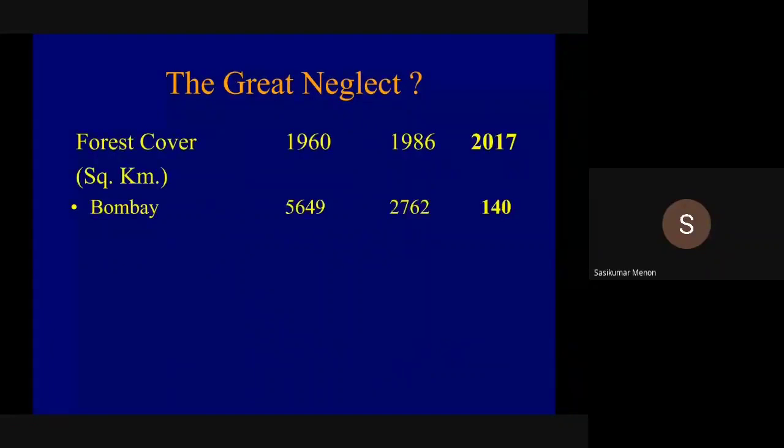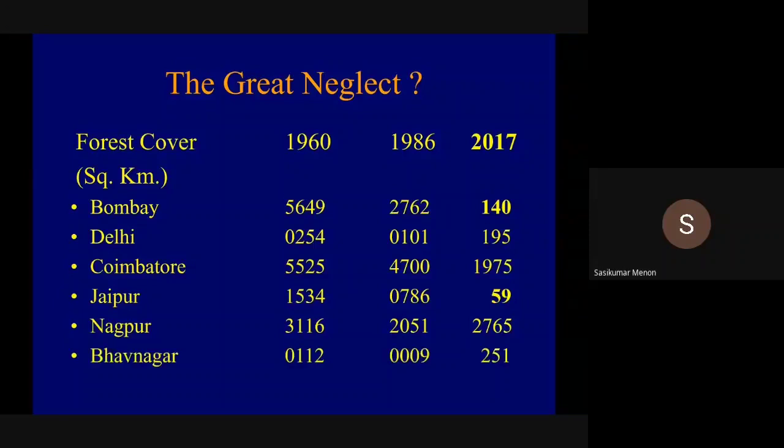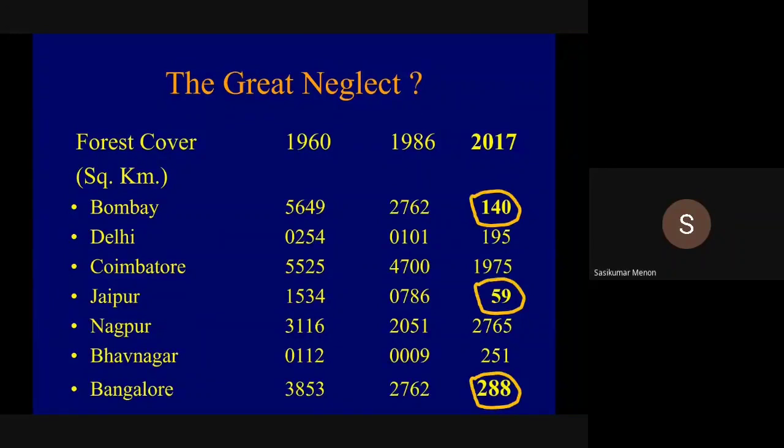If you look at, I've given you some comparative account from 1960 to 2017, that in Bombay, how the forest cover has changed, at Delhi, how the forest cover has changed, Coimbatore, Jaipur, Nagpur, Bhavnagar, and of course Bangalore. Now, if you look at these main cities, you find it is pathetic how they have lost the forest cover. In some cities, there is an increase, but it is very, very marginal. Now, this is how we have been making a big neglect to our beautiful natural resources.